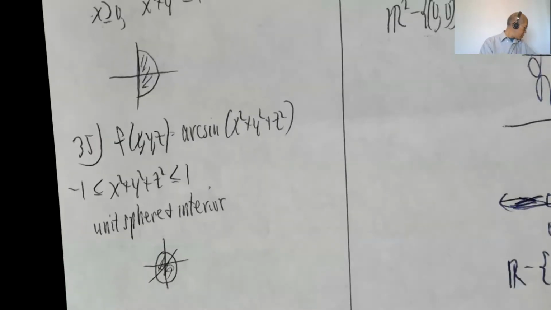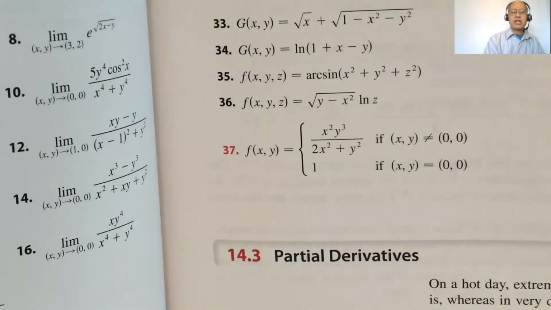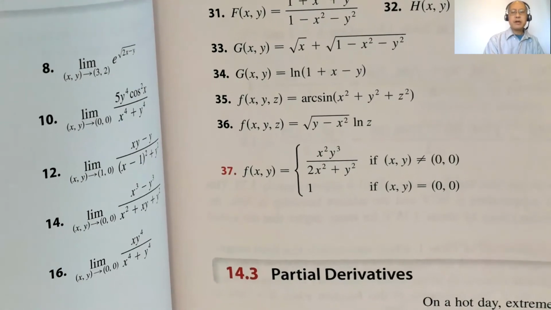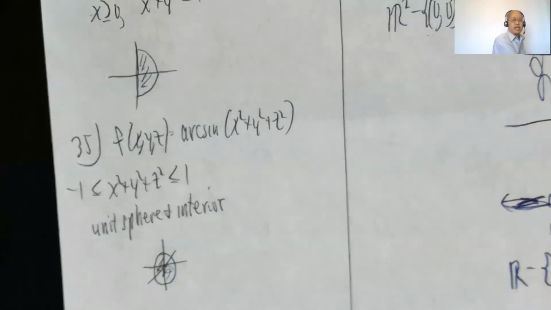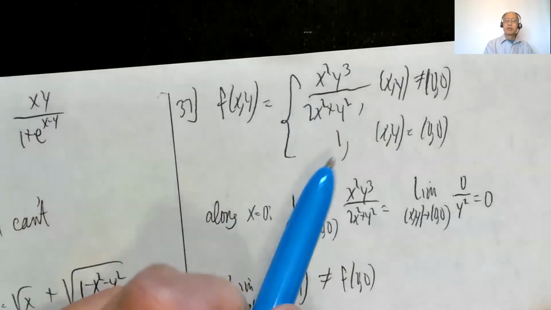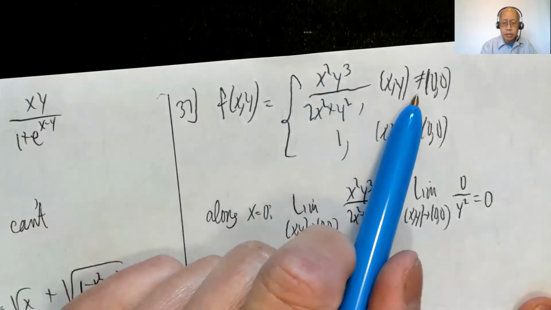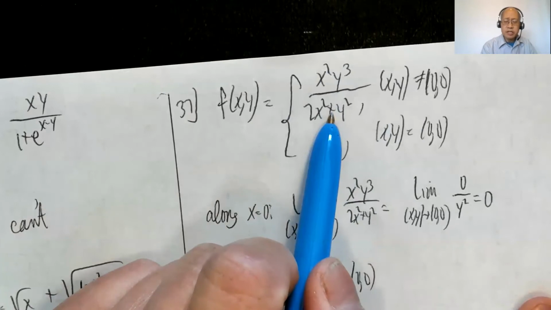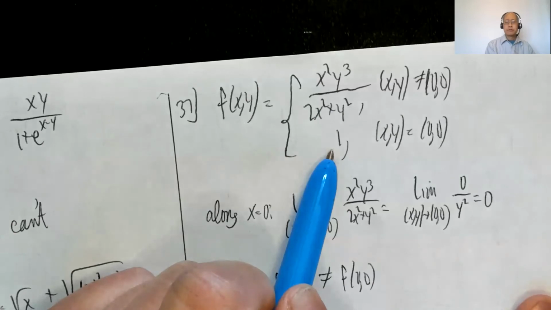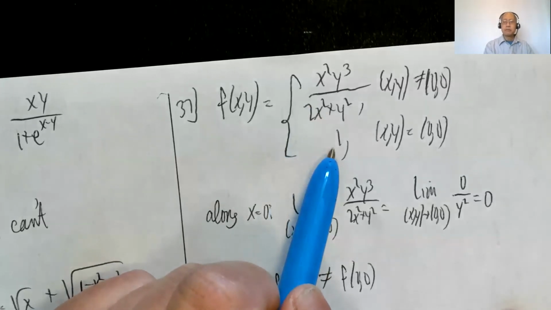Okay, finally for 37, it's a little bit of a strange question. Where is this function continuous? f of x, y equals blah, blah, blah if x comma y is not the origin, and then 1 if I am at the origin. It's a piecewise defined function where I have a definition for everything besides the origin, and then this thing right at the origin. So this thing is defined everywhere except the origin. It's a rational function, so it's definitely going to be continuous everywhere except maybe at the origin. So all I need to do is see if I can find a path where the limit is not equal to 1. And that's easy to do.